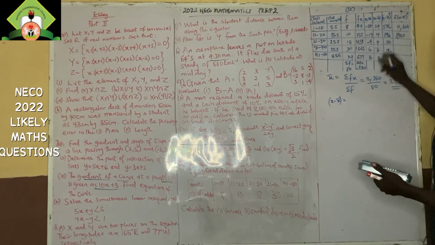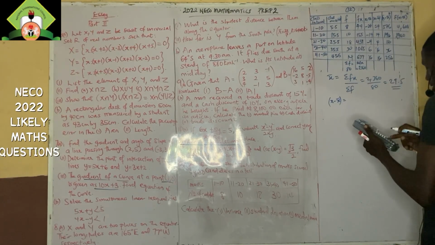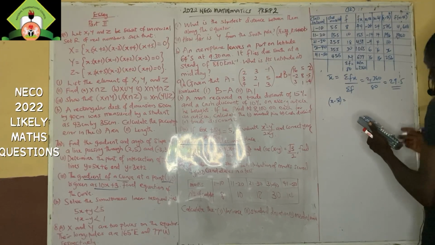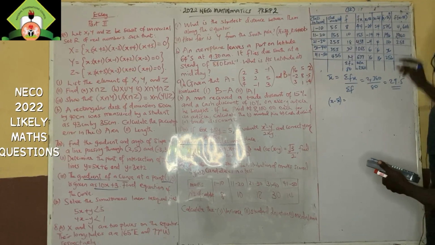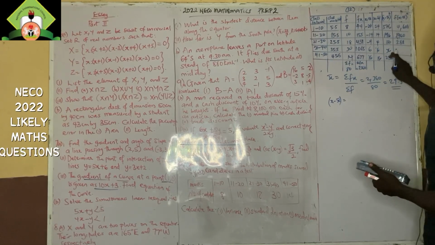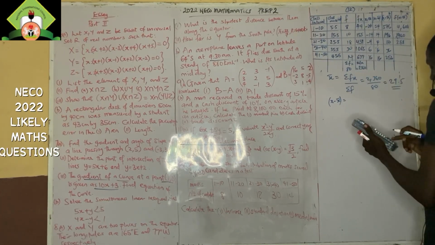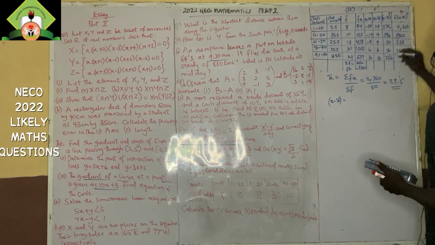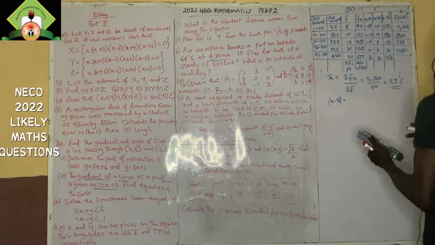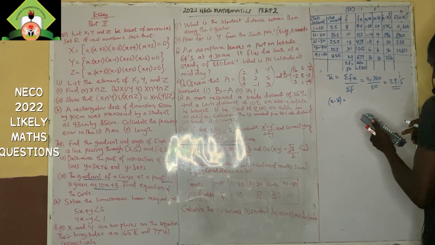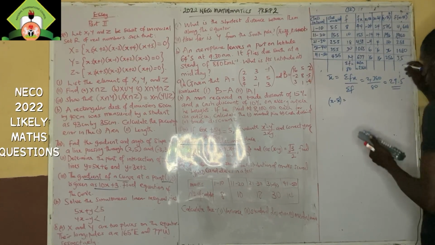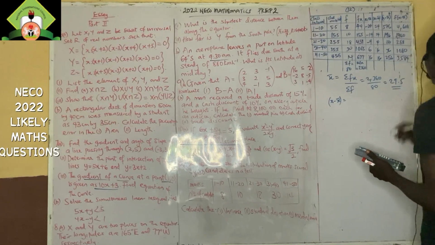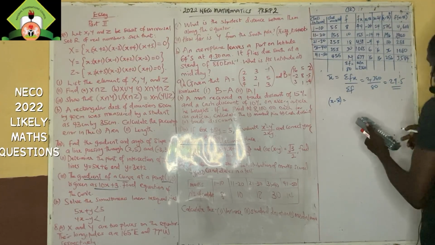Now 18 times 16 is 288. 36 times 30 is 1,080. 14 times 256 is 3,584. So add these together.